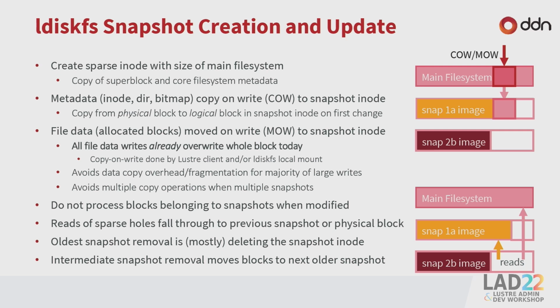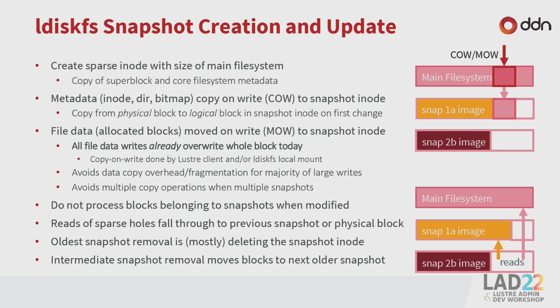For data blocks, instead of copy on write, we have move on write. So you don't actually make a copy of the data blocks, which is the biggest volume of data. You move the pointers for those data blocks to the virtual inode inside the snapshot file, and then you overwrite a new set of blocks in the regular file system. And that's fine because all file blocks in a file system, when they're being modified, they're being wholly overwritten anyways, so it avoids an extra data copy and performance impact.